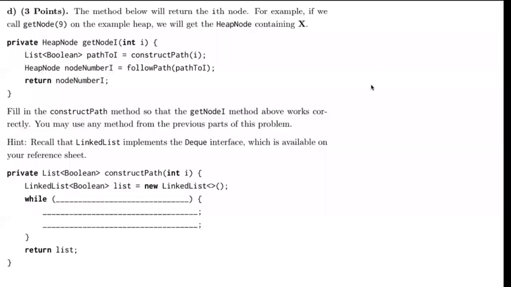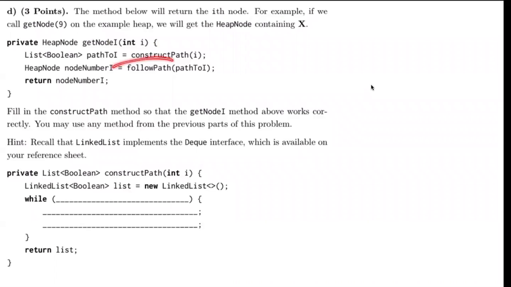Okay, so part D says the method below will return the ith node. For example, if we call get node of 9 on the example heap, we will get the heap node containing x. So we are passing in the heap number. We are constructing a path of booleans, which is the false, true, telling us whether we're going to the left or the right. And then using the method that we constructed in part C, we are going to take that path that we constructed and get the corresponding heap node.